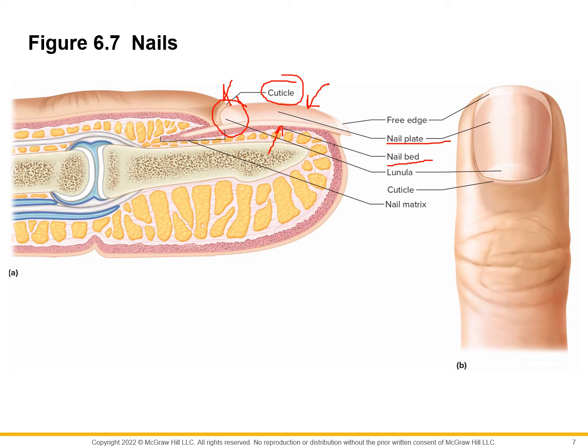All right, and the nail matrix again is going to be very deep. It's going to be protected pretty well. And so this little area is where the cells are growing, and as they grow, they continue to push out, but they die and turn into this flat keratinized part that we call a nail, which is the nail plate, pretty quickly.